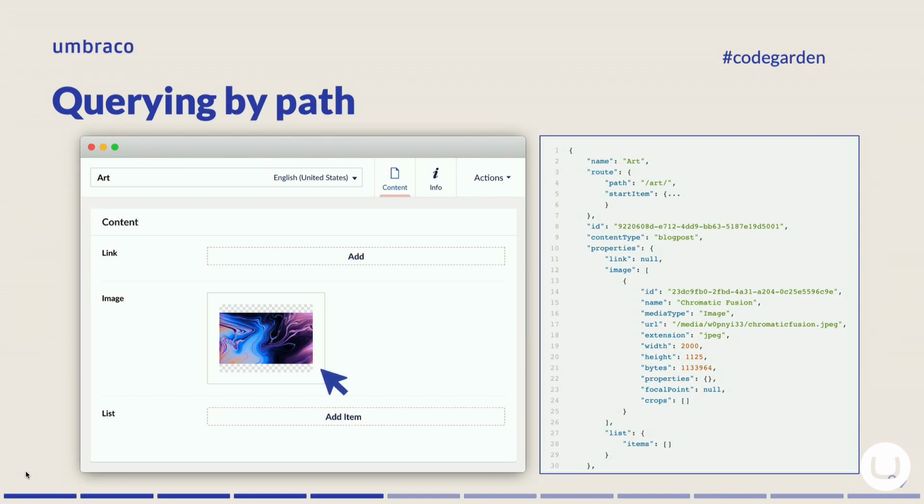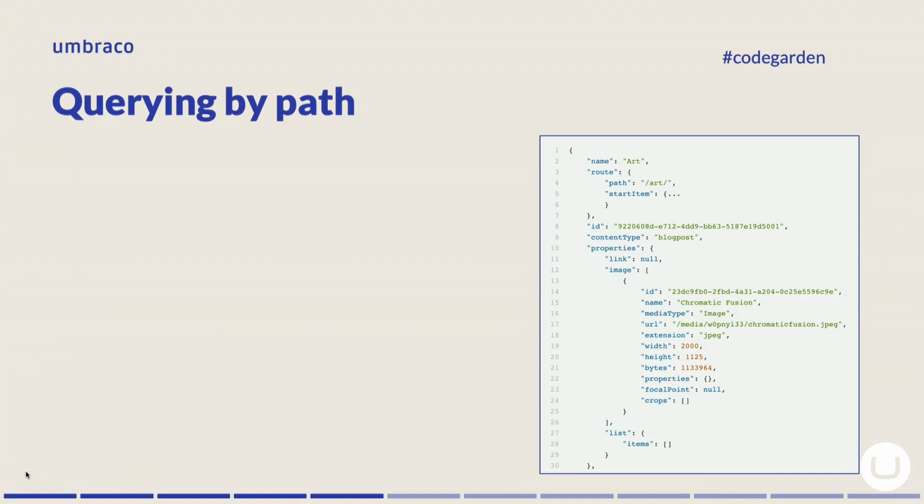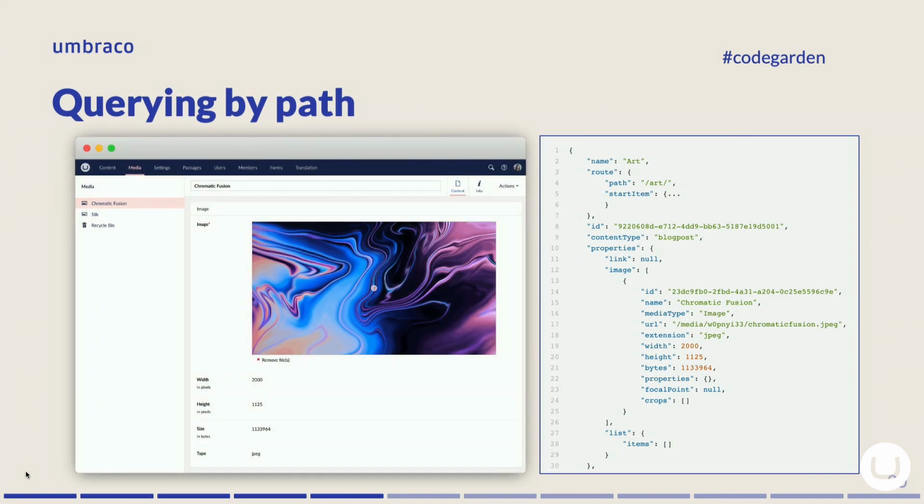Let's click on the image to verify those properties. Now you can see how the standard image properties that you know from the back office are represented through the delivery API. The width, the height, the extension type, etc.